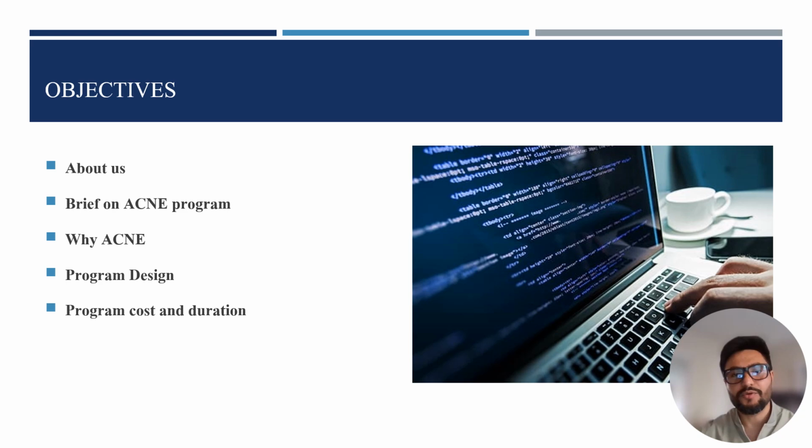Moving forward, we will discuss a little bit with regard to, first of all, who we are, and then we will briefly discuss our Associate Computer Network program, that includes why the Associate Computer Network program and how our program is designed, and at the end we will discuss particularly the program cost and the duration of our program. With that, let's move forward.